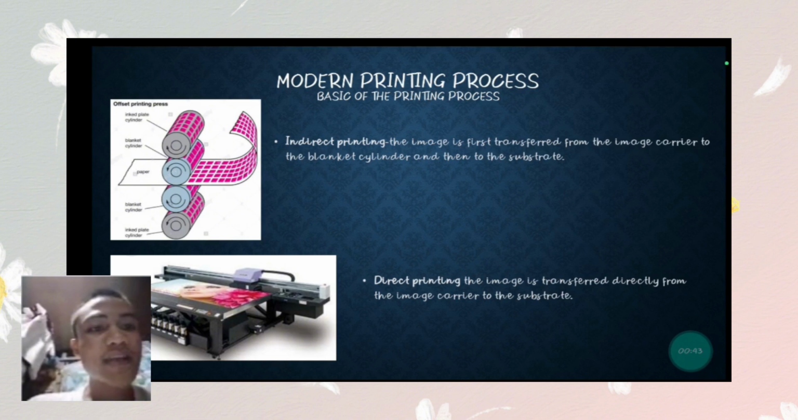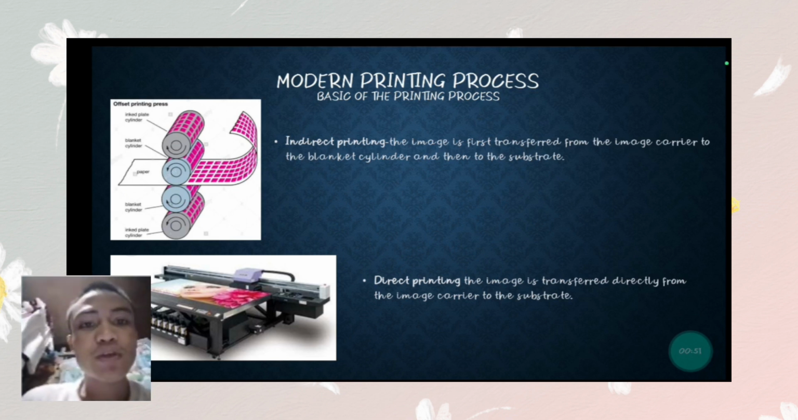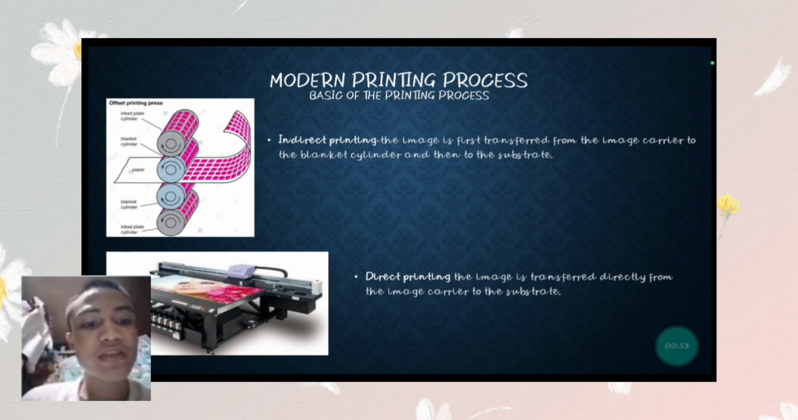Direct printing is when the image is transferred directly from the image carrier to the substrate. Examples of this are gravure, flexography, screen printing, and letterpress printing processes.